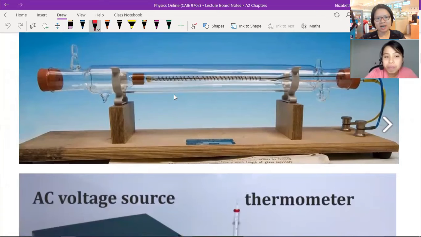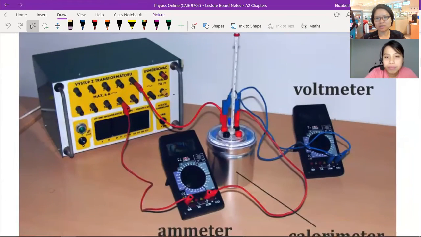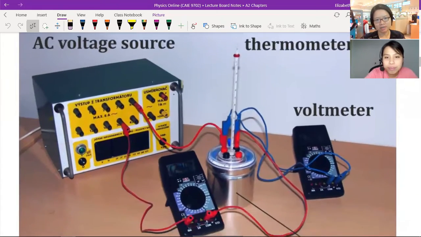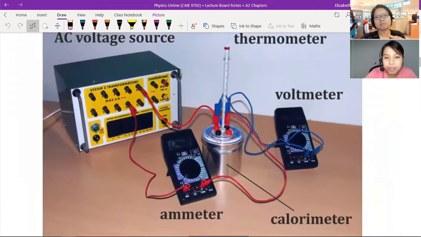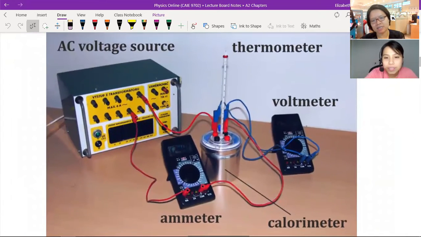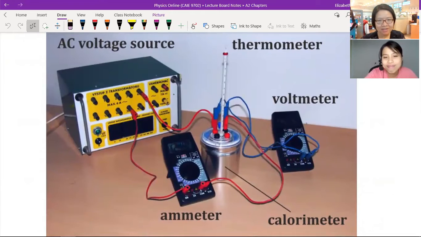So the more modern setup tends to look like this one. You have an ammeter, you have a voltmeter. The calorimeter is actually the immersion heater, as you can tell, it's inside the Milo tin, and the thermometer is there, you can take the reading. Sometimes we will use an AC voltage source, but you might be thinking, Miss, how do we calculate the power of an AC voltage? I'll do an example for you to see later.